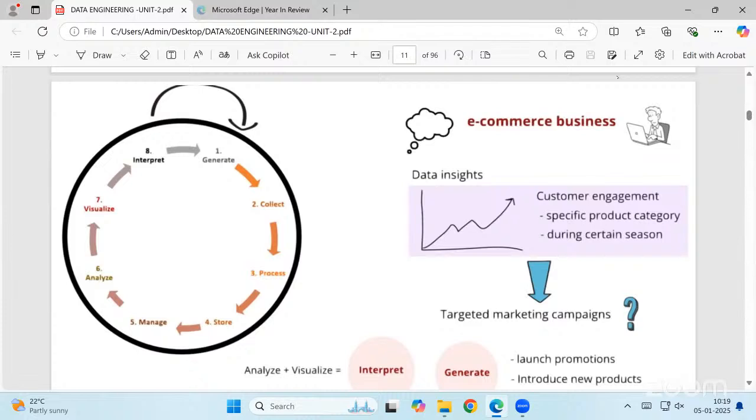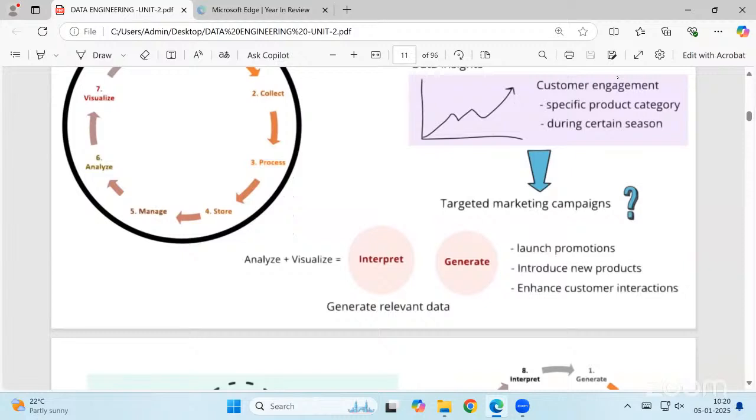Okay, so everything is analyzed. So that is called customer engagement. Okay, specific product category during certain season. So everything will be monitored by the e-commerce business, electronic commerce business, and based on that they will target the audience. Let's say if you only buy electronic goods in Amazon or Flipkart, they will give more discounts to you on that particular segment. But it won't be the same for your friend because their buying patterns in Amazon and Flipkart are different.